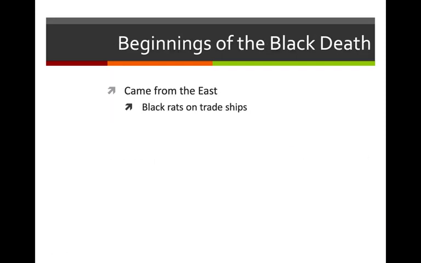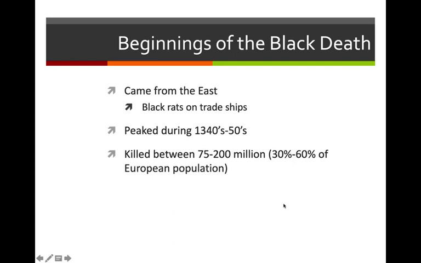The Black Death in the 1300s came from the East because of black rats that were found on trade ships. It peaked during the 1340s and 1350s and is estimated to have killed anywhere from 30 to 60% of the European population. It's really hard to know for sure because they didn't have accurate census records like we have now. There were lots of people who lived, quote unquote, off the grid. So that's why there's such a big gap between the low and high end of the estimate.